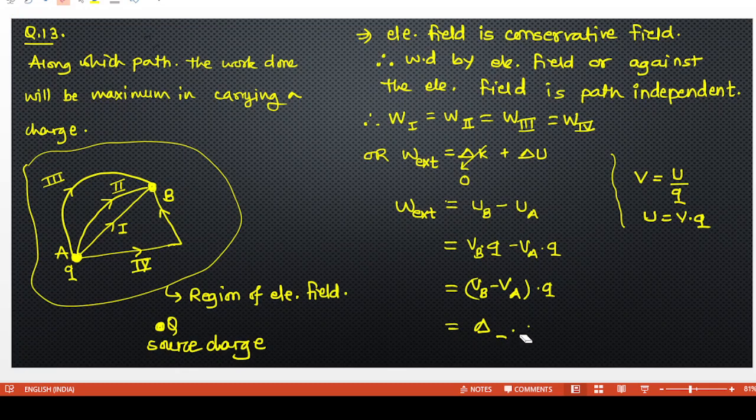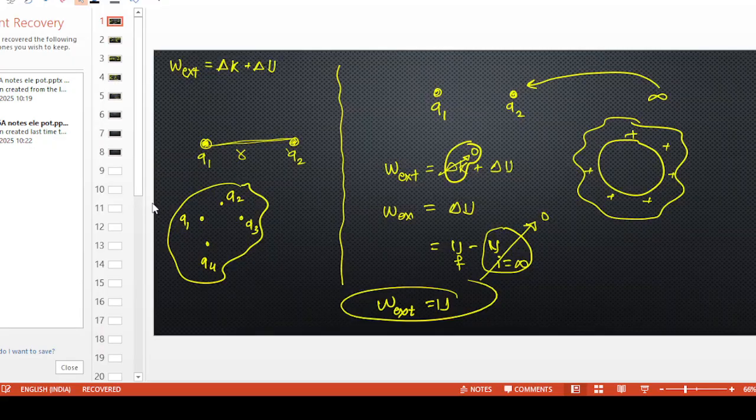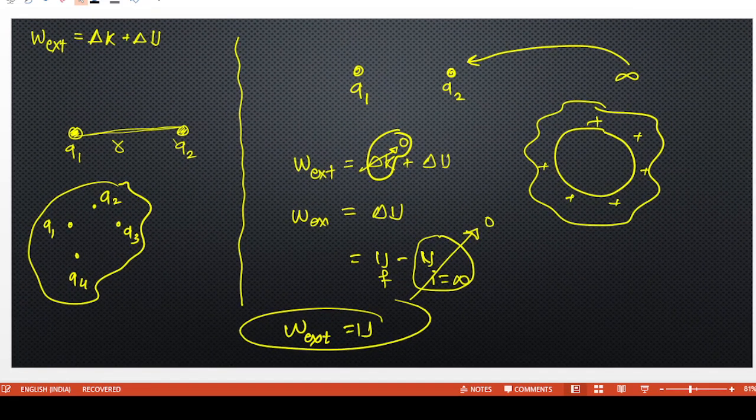So what matters is the potential difference, that is, potential at the final point minus potential at the initial point. Potential at in-between points doesn't matter.